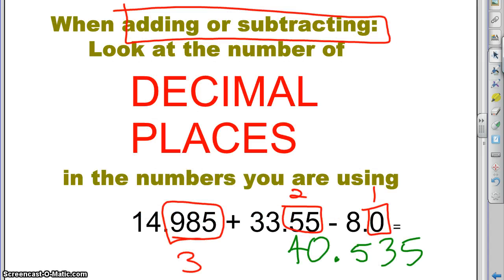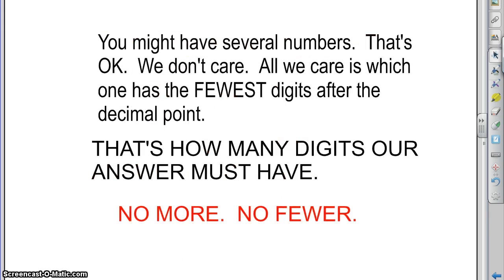Let's go back. If we look here, here are the numbers that we use to go into our answer. And what did we just learn? Let's probably leave that for a second. You guys like to write things down, right? Maybe just pause it. All we care is which one has the fewest digits to the right of the decimal point.